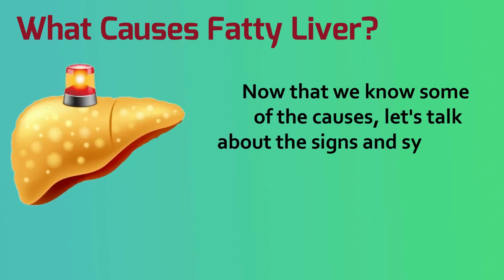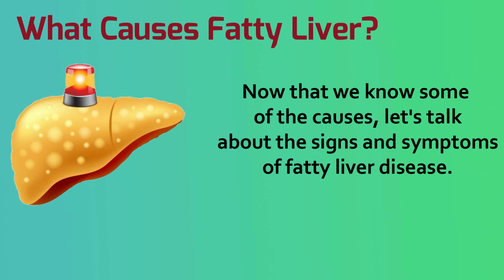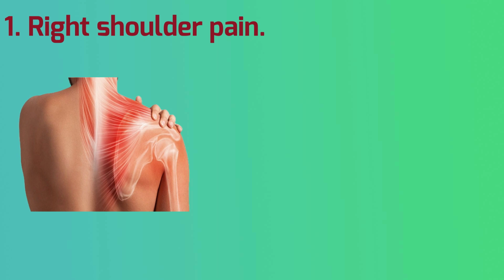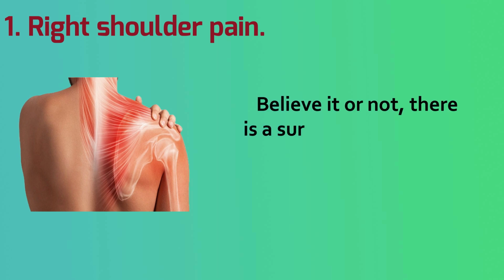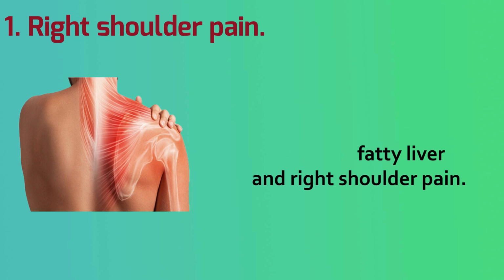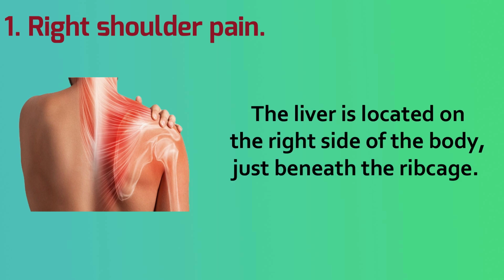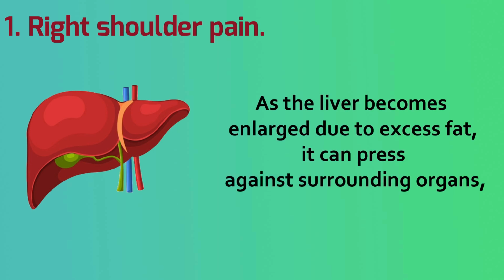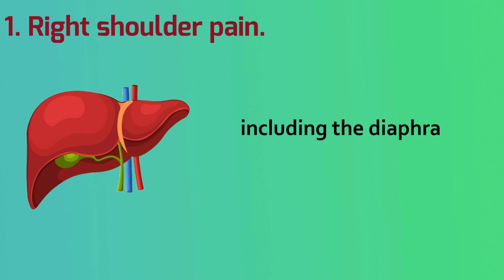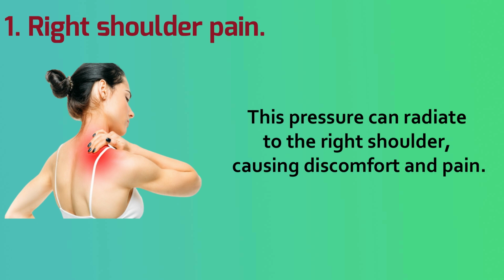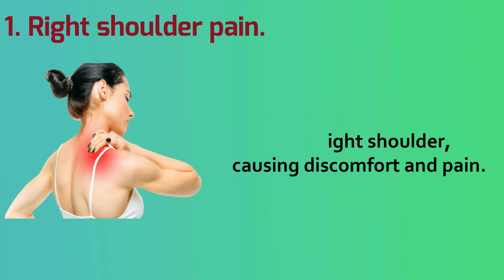Now that we know some of the causes, let's talk about the signs and symptoms of fatty liver disease. Number 1. Right shoulder pain. Believe it or not, there is a surprising connection between fatty liver and right shoulder pain. The liver is located on the right side of the body, just beneath the rib cage. As the liver becomes enlarged due to excess fat, it can press against surrounding organs, including the diaphragm and the gallbladder. This pressure can radiate to the right shoulder, causing discomfort and pain.